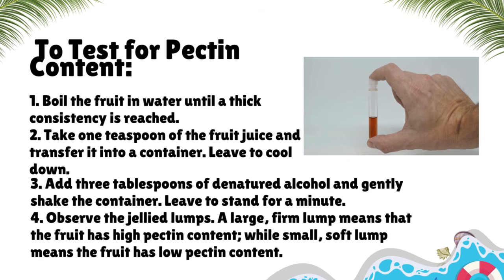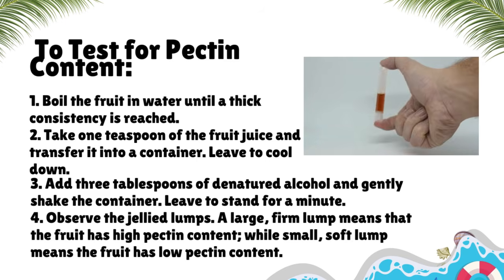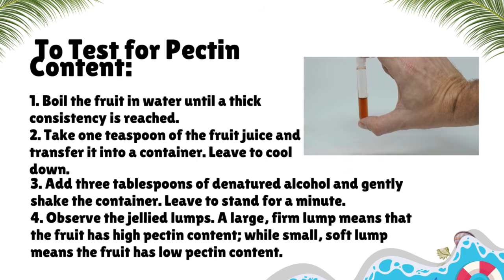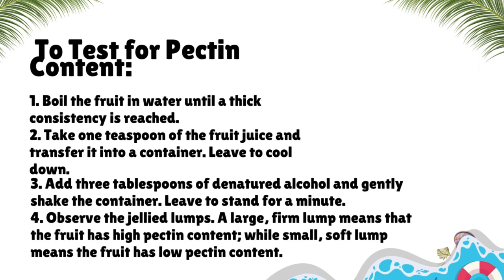To test for pectin content, boil the fruit in water until a thick consistency is reached. Take 1 teaspoon of the fruit juice and transfer it into a container. Leave to cool down. Add 3 tablespoons of denatured alcohol and gently shake the container. Leave to stand for a minute. Observe the jellied lumps. A large, firm lump means that the fruit has high pectin content, while small, soft lumps mean the fruit has low pectin content.